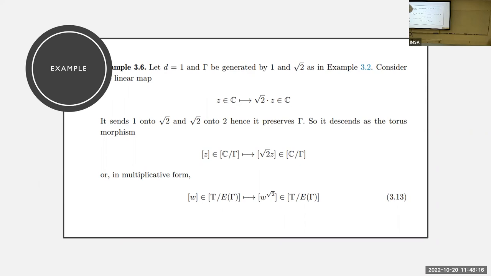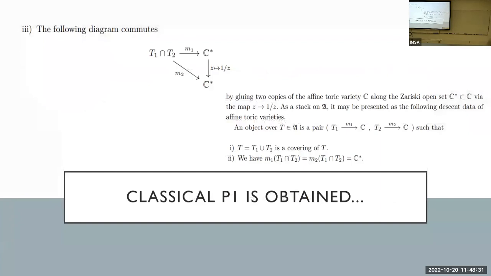So this is the quantum torus as a stack over this site. Classical P1 can also be obtained like this. This is just classical P1, but of course remember P1 carries this zero. I take two copies of the affine toric variety Z along the Zariski open set Z star via this map. As a stack on T, it may be presented as the following, the same data of an affine toric variety.